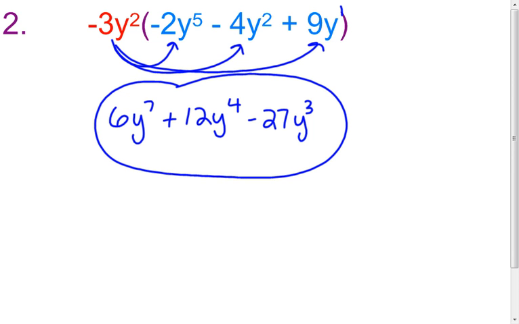It does have 3 terms to it, so it is a trinomial. And it does not have a specific name because it doesn't have a degree of 0, 1, 2, or 3. The degree of this trinomial would be 7, and so that doesn't have a special name.